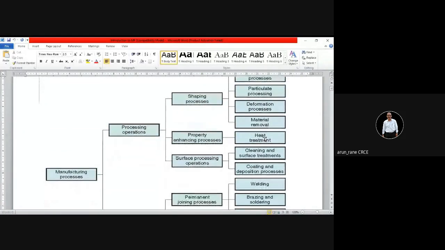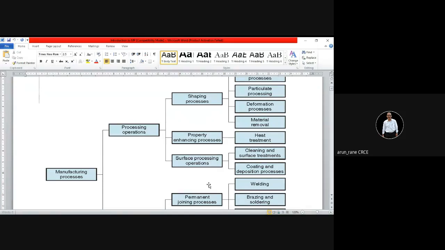Then property changing processes, like heat treatment. So heat treatment is a very important process. With the help of heat treatment, you can change the hardness of the component. You can change the wear resistance. You can change the abrasive property. So that's why heat treatment is very, very important.